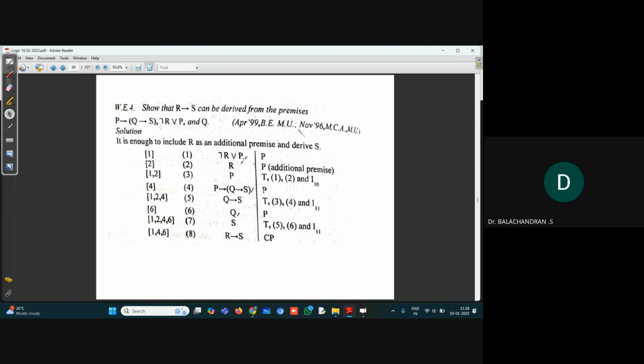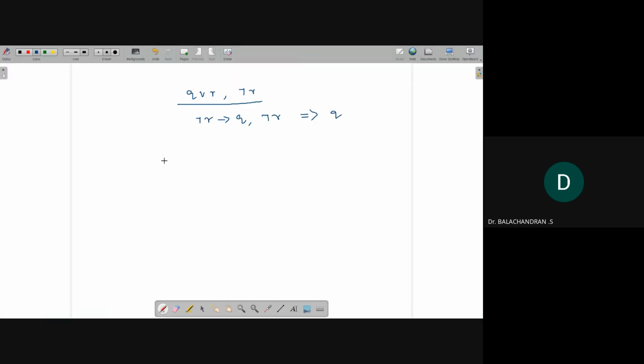Show that R implies S can be derived from the premises P implies Q implies S, comma, negation R or P, and Q. So it is enough to include R as an additional premise and derive S. Now, the first premise I am choosing is negation R or P, that is rule P, and then I am using R as an additional premise, that is also rule P, additional premise. Now R, comma, negation R or P.